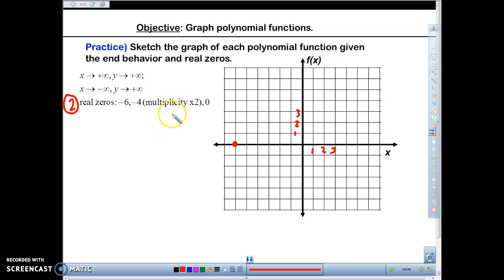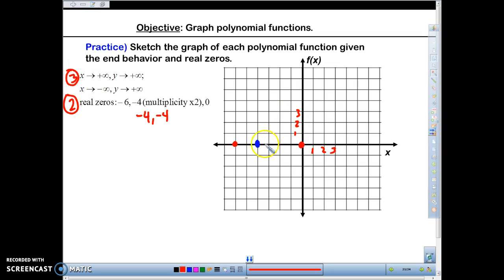-4 with a multiplicity of 2. This is pretty much saying that I have a 0 of -4 and a 0 of -4. So at -4, I have a multiplicity. And I'm going to change this color because at this 0, something different is going to happen. And then I have another 0 at 0. Okay, that's step 2.